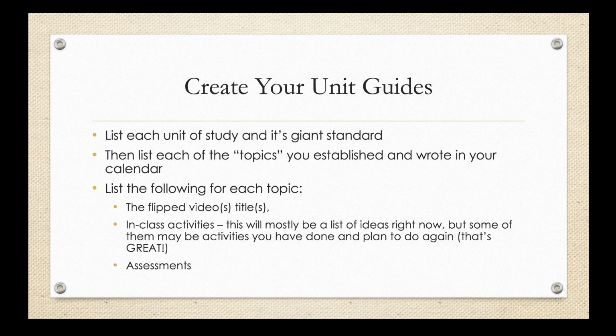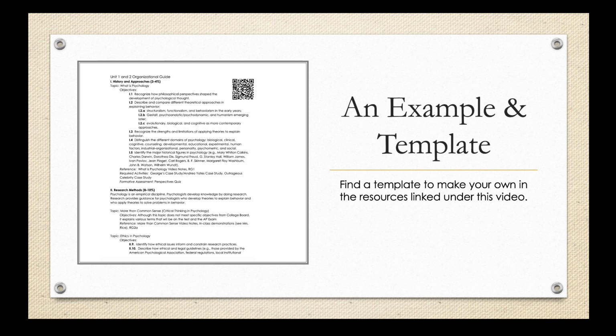Let's look at an example. This is my actual unit guide for the first unit in AP Psychology. My first unit is actually 2 in 1, so you'll see that I have the unit titled up at the top as Unit 1 and 2. But then include the 2 major unit topics as Roman numeral 1 and 2 underneath each of those, including the major unit standards as given to me by College Board.